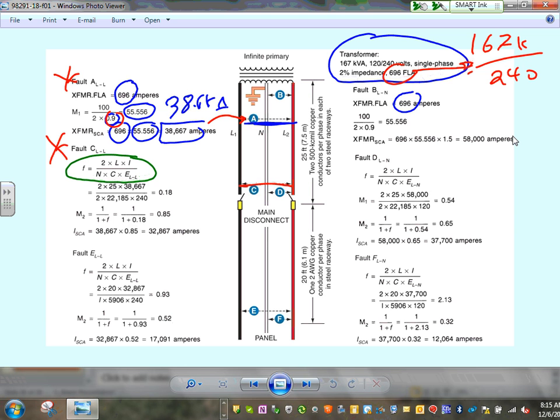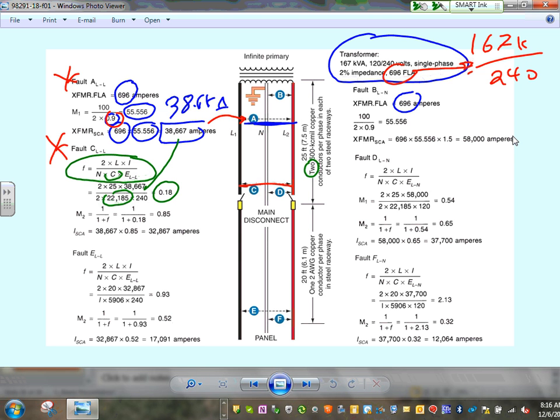You take 2 times L, the length, times the current, which is what you came up with here, divided by N, the number of runs, times C, that's the impedance of the conductor, divided by the voltage. Here is 2, because single phase, 25 is the feet, 38 is this number here. Divided by 2, because we have 2 runs, 2 sets. Multiplied by this number, that's the C factor, the impedance of the conductor, which you find from a chart, divided by the voltage. And gentlemen, you got yourself the F factor.